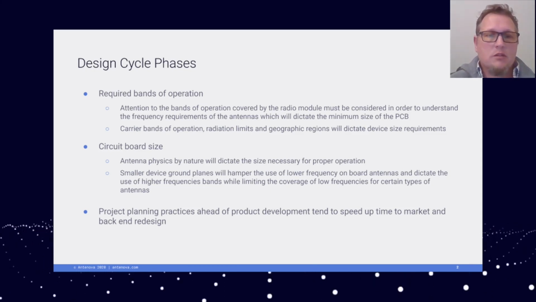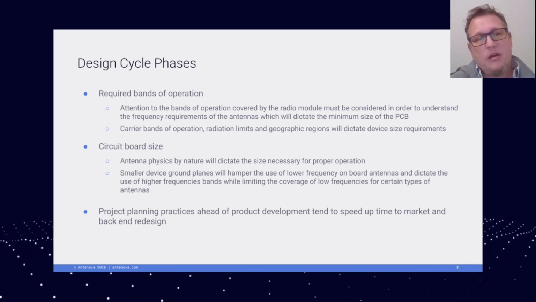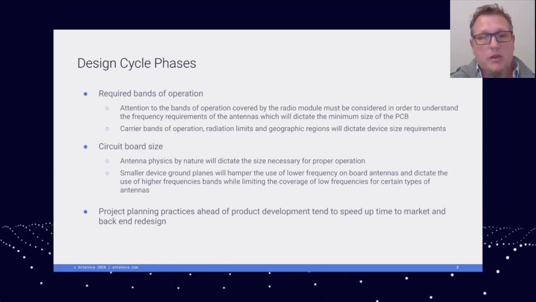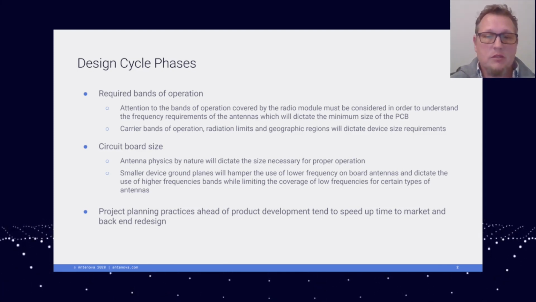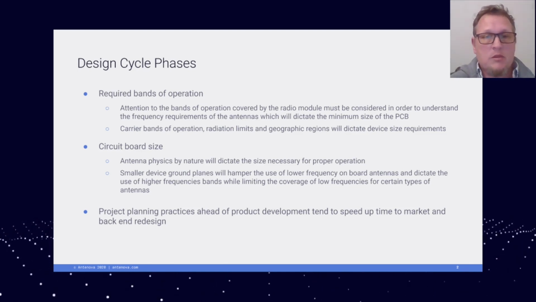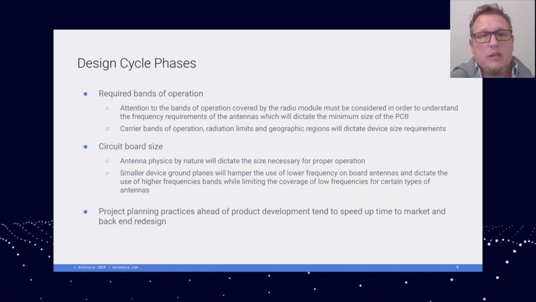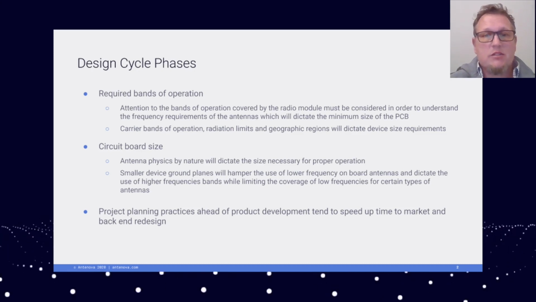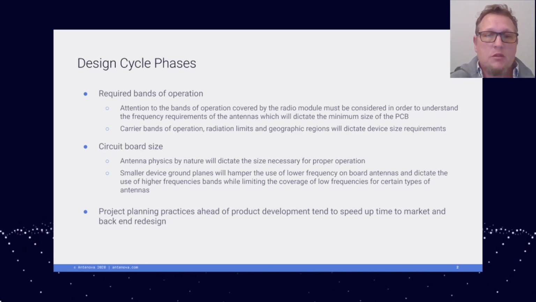In the US, the carriers have bands that go down to 600 megahertz, requiring ground plane lengths of greater than 130 millimeters for the device to work properly. Antenna physics by nature will dictate the size necessary for proper operation.